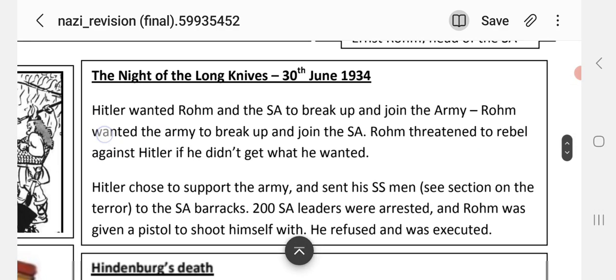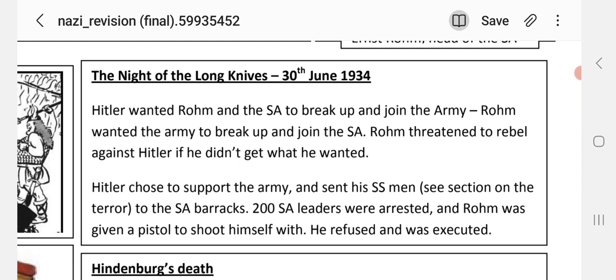So, the Night of the Long Knives, 30th of June 1934. Hitler wanted Röhm and the SA to break up and join the army. Röhm wanted the army to break up and join the SA. Röhm threatened to rebel against Hitler if he didn't get what he wanted. Hitler chose to support the army and sent his SS men to the SA barracks.